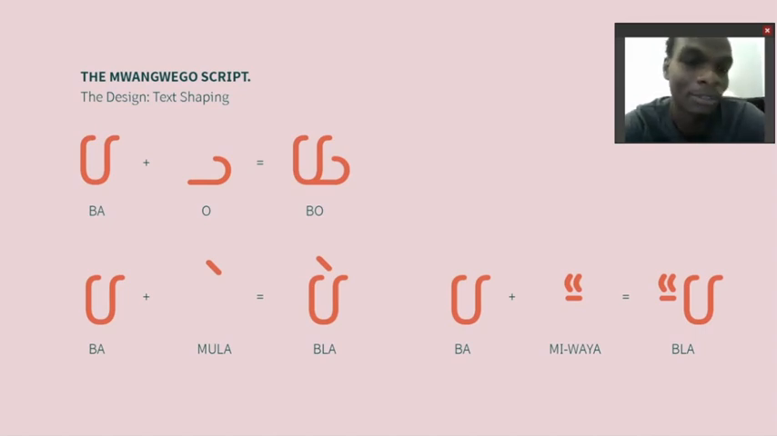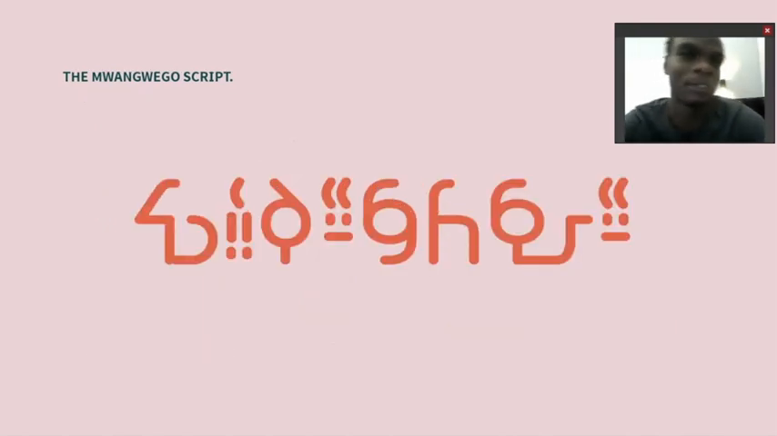And so I had to write OpenType features for that. And the ba plus mula, the diacritic mula, equals bla. And that's the final composition there. And ba plus the diacritic mi wire, and you get bla, like that. Okay, so that's the basic text shaping that I had to consider when writing the OpenType features for the font, and it actually worked beautifully. It's actually quite easy to use. So yeah, that's basically it about the Mwangwego script.